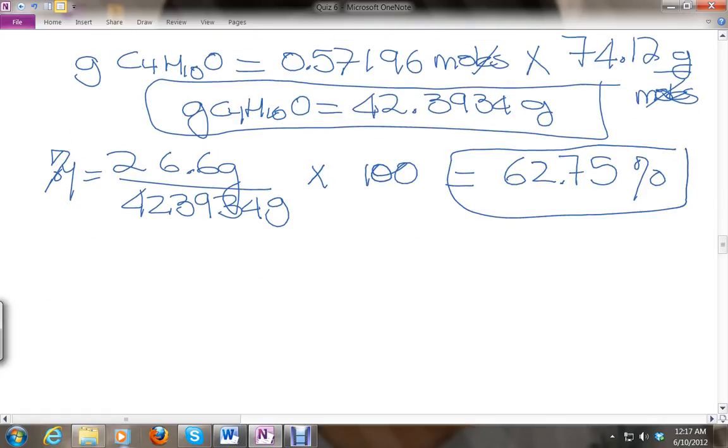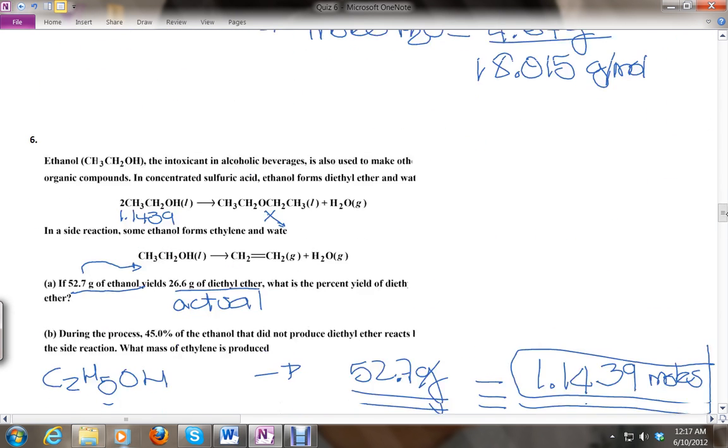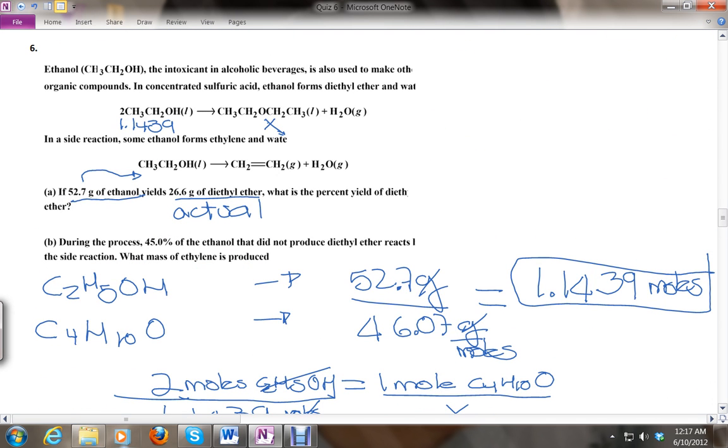Now listen to part B and read it. It says that with 52.7 grams, during the process, 45% of the ethanol that did not produce the diethyl ether reacts in the side reaction. What mass of ethylene is produced? Of course, now for the second one, we need the moles of ethanol that did not react.